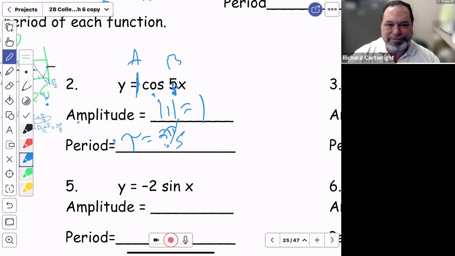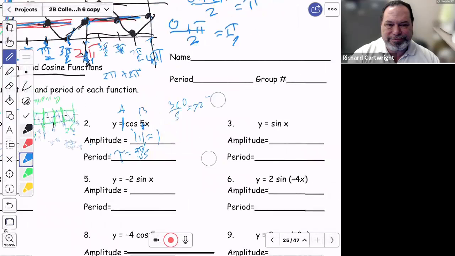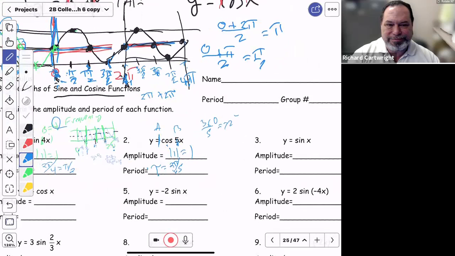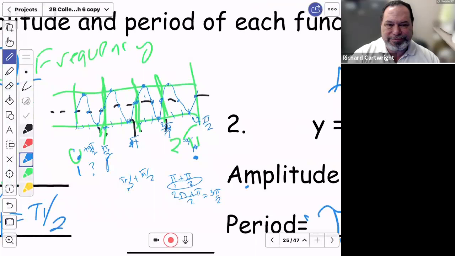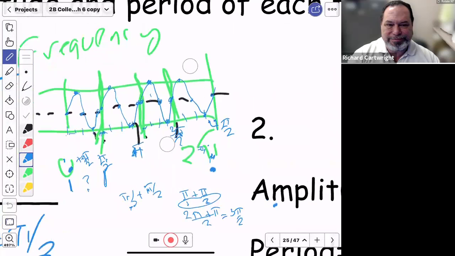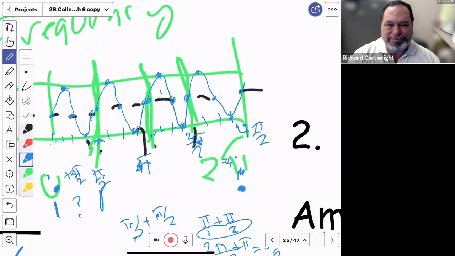That's not very big, guys. Think about what 360 divided by 5 is. That's 72 degrees. This finishes in 72 degrees. Look how many 72 degrees there are between 0 and 2 pi. There's 5 of them. So in the other picture, I had 4. This had 4 pictures. What would happen if I created 5 pictures? Wouldn't those graphs even be skinnier?